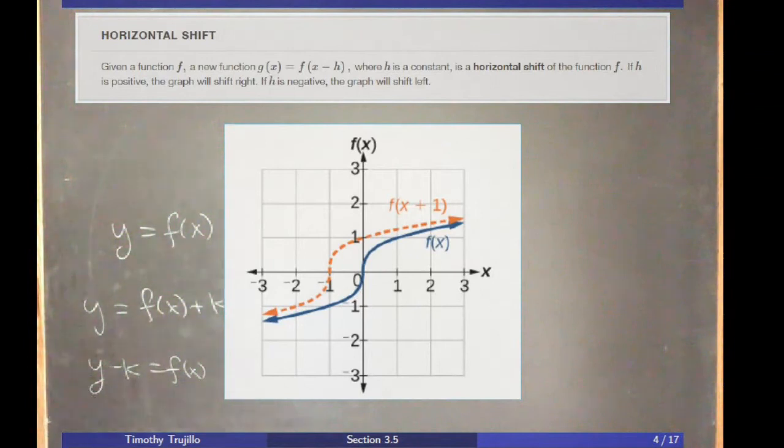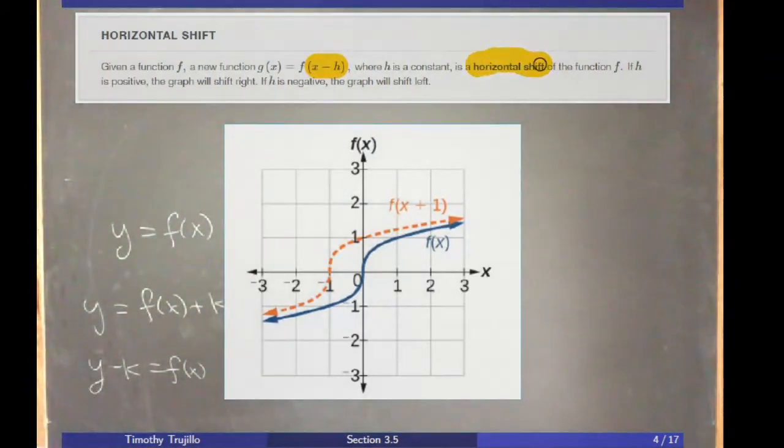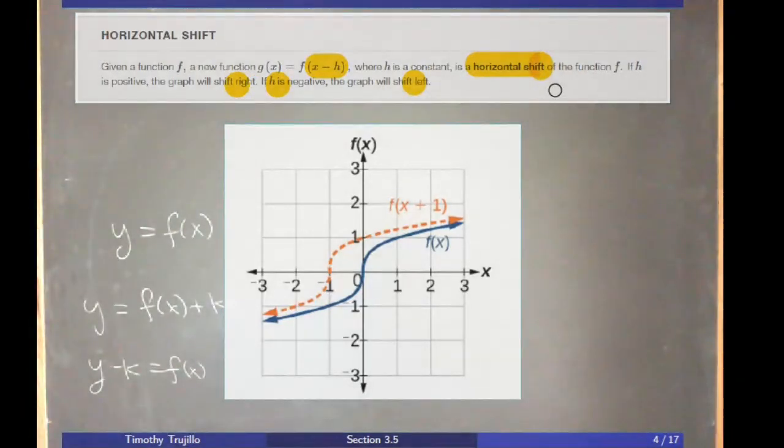So what you're going to see here in these notes up here is that the book will write it like this: f of x minus h. And when you have f of x minus h, this is a horizontal shift, okay? And I think the book sort of says it in a funky way here. What they say is, okay, well, when h is positive, it shifts to the right, and when h is negative, it shifts to the left. But I think that's sort of a bad way of thinking about it, because, for example, it's really easy to get it mixed up, right? Which way is left and which way is right.